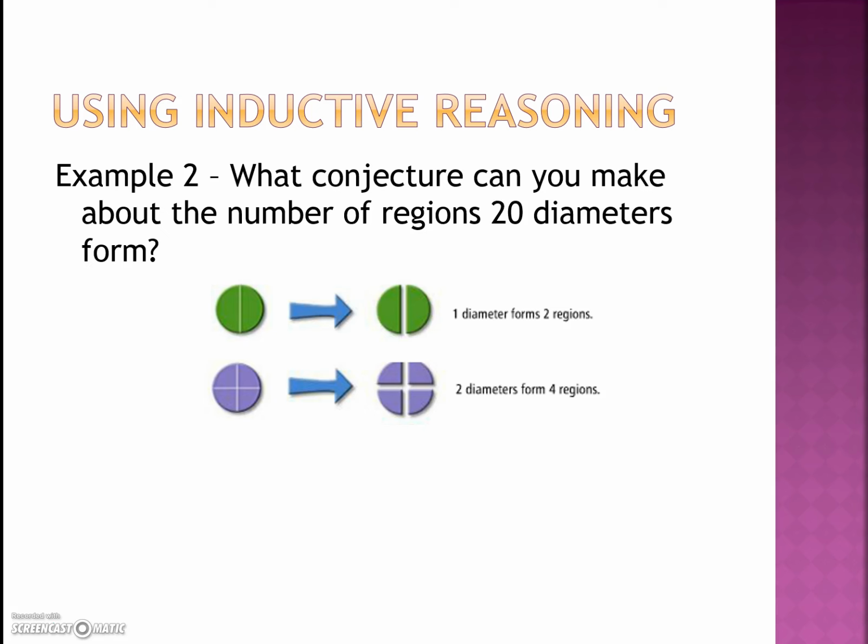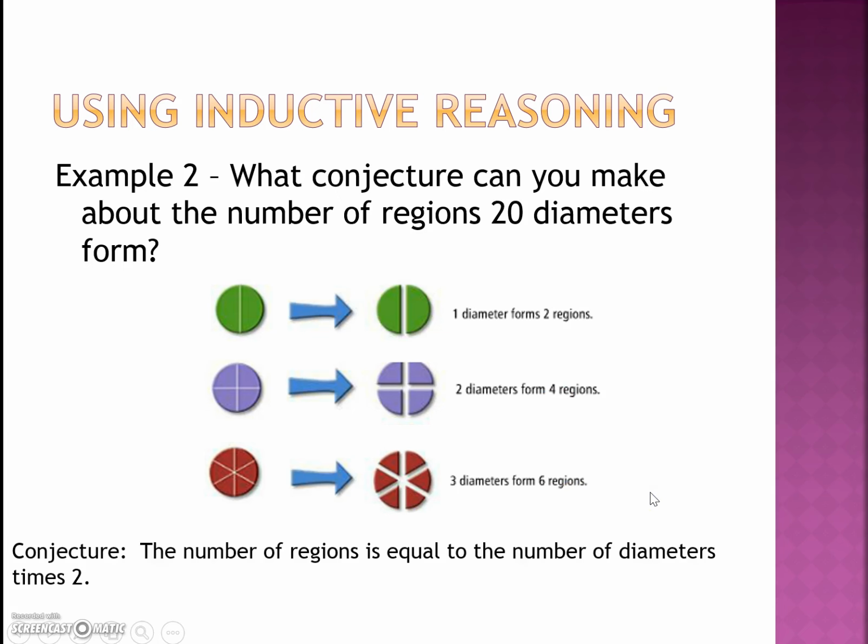I'm starting to come up with an idea of what might be happening as I increase diameters. Let's do it one more time. Now I have 3 diameters, and I'm noticing that there are 6 regions formed. So the pattern I'm noticing is that however many diameters I have, if I double it, I get the number of regions. That's my conjecture: the number of regions is equal to the number of diameters times 2. It's essentially just stating the pattern. So for 20 diameters, I'd expect 20 times 2, or 40 regions.